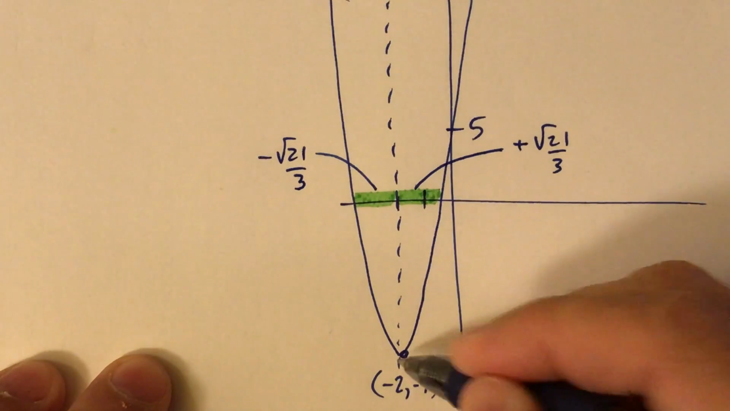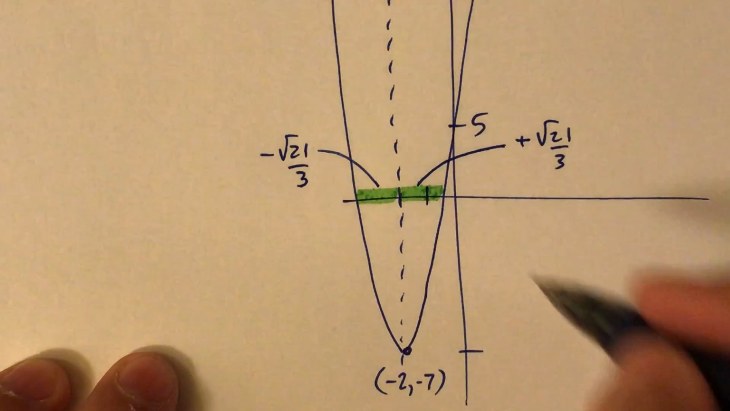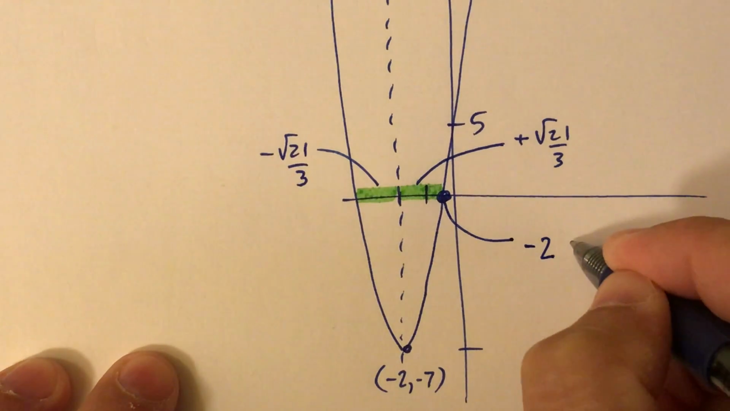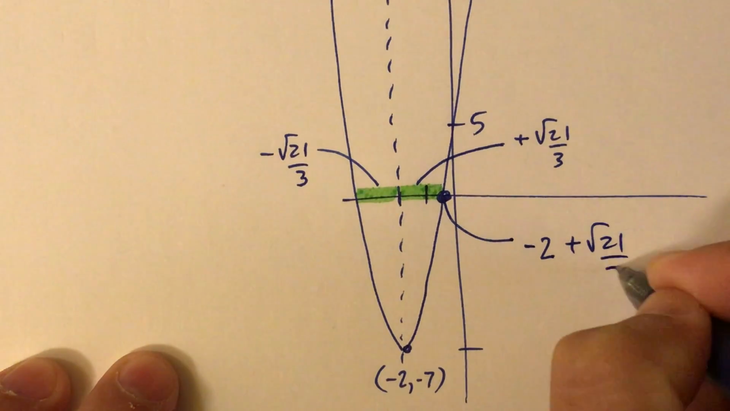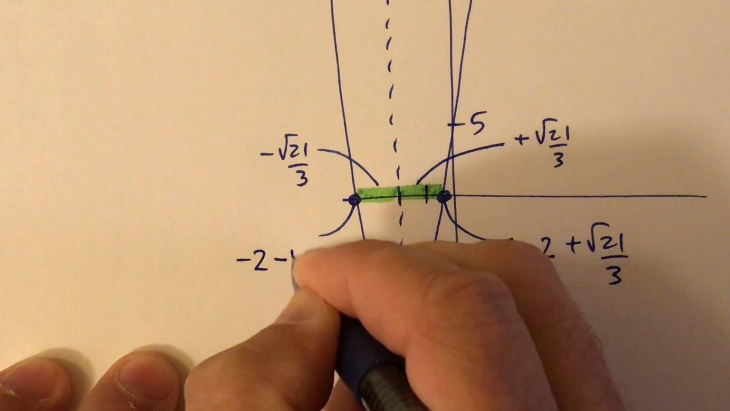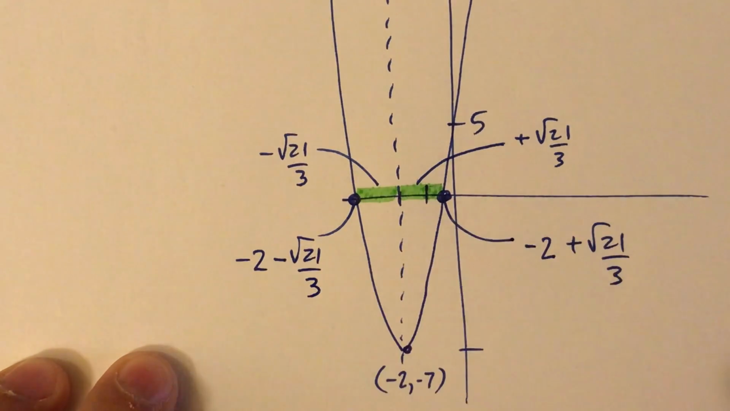That's the distance from negative 2. So this point right here is negative 2 plus the square root of 21 over 3. And this point is negative 2 minus the square root of 21 over 3.